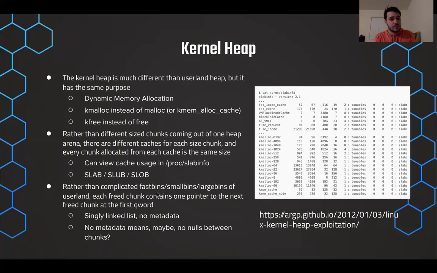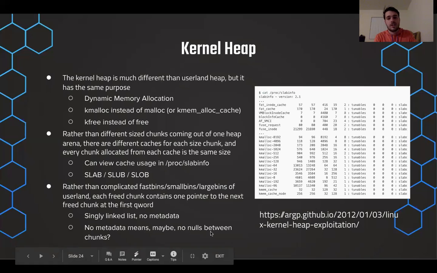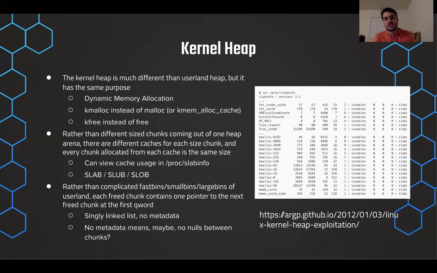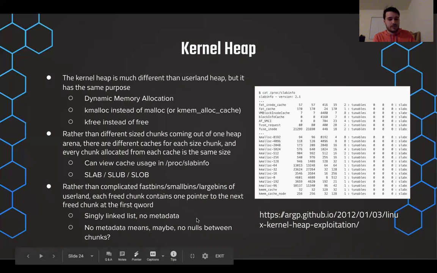So that's something else you might want to keep a look out for when you're doing exploitation, because that means there's a very good chance that you're not going to have null bytes between your two adjacent chunks of memory. And that's something that is definitely useful sometimes, and I'm probably going to go into why a little later.